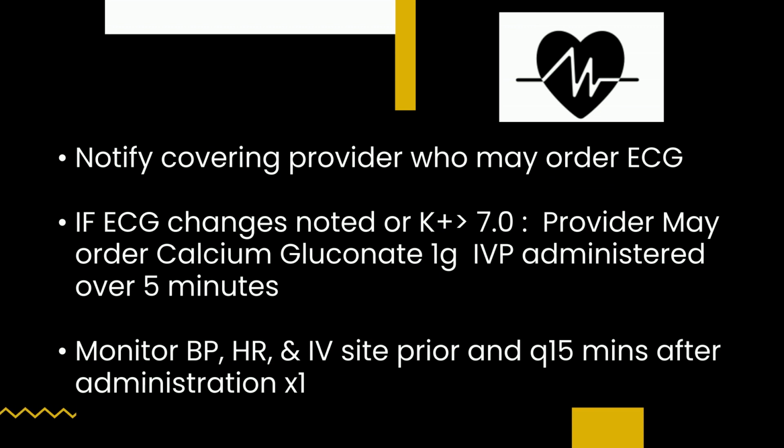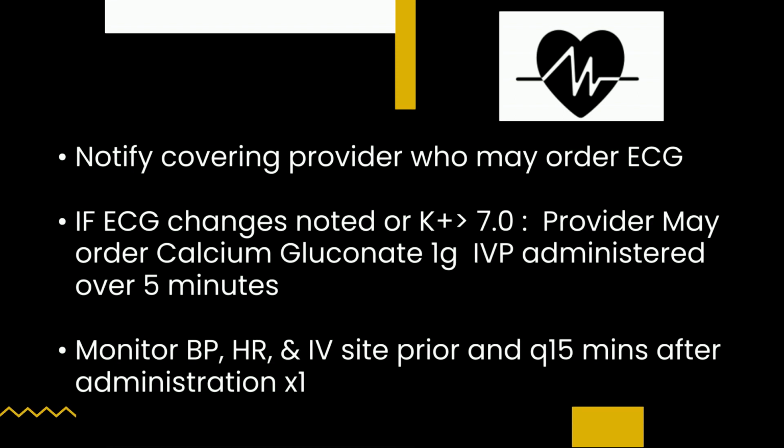The next thing you want to do is notify the covering provider that the patient has hyperkalemia, and that provider might order an EKG. If there are EKG changes or if the potassium was over 7, the provider may order calcium gluconate 1 gram IV push, which is to be administered over 5 minutes. Things you want to monitor before and after administration of the calcium gluconate is the patient's blood pressure, the heart rate, and the IV site before and after, typically 15 minutes after administration, times 1.